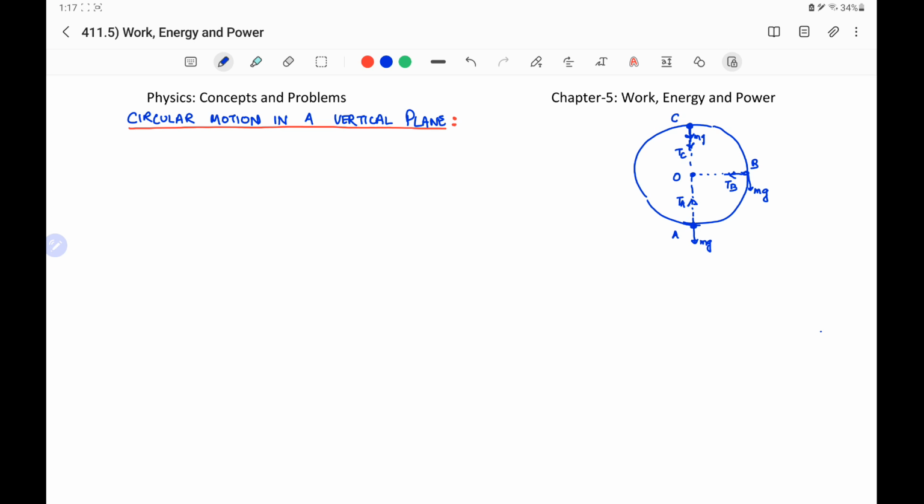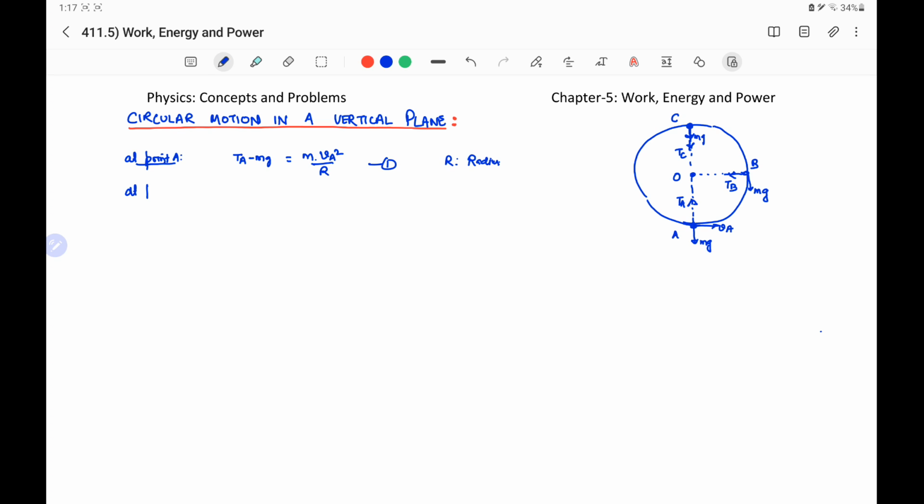For these points, at point A, which is the lowest point, we write the equation that the net centripetal force is Ta minus mg. This is the force acting towards the center, and it will be equal to m into, suppose the velocity of the particle at point A is va tangentially, so we can write mva square by r. R is the radius of the circle. This is equation number 1.